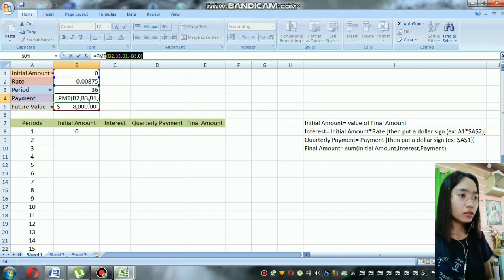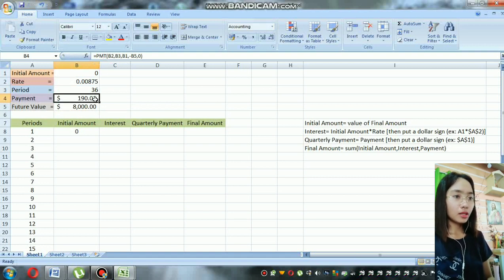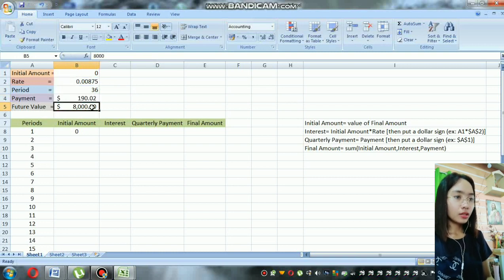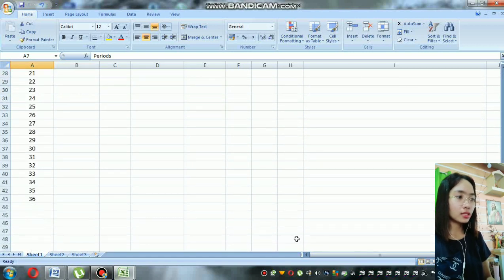In encoding the value of payment, there is a format to follow. So for payment, PMT, then open parenthesis, rate, period, initial amount, negative future value, then 0, and close parenthesis, then enter. Okay, so I have encoded here 36 periods since our N is 36.